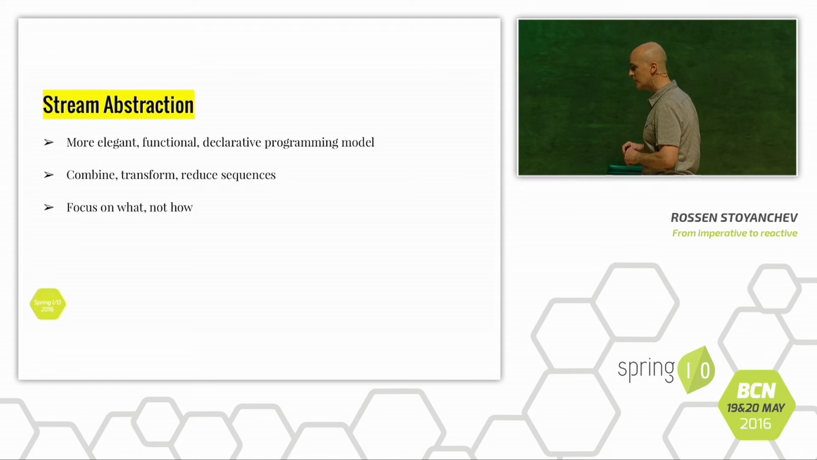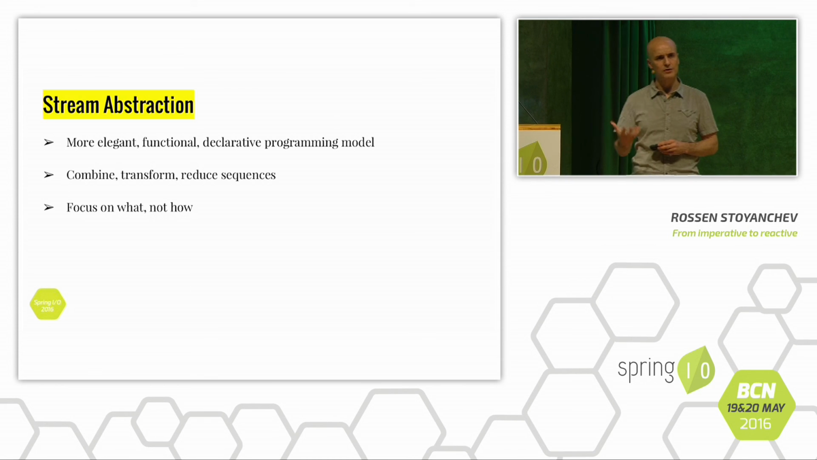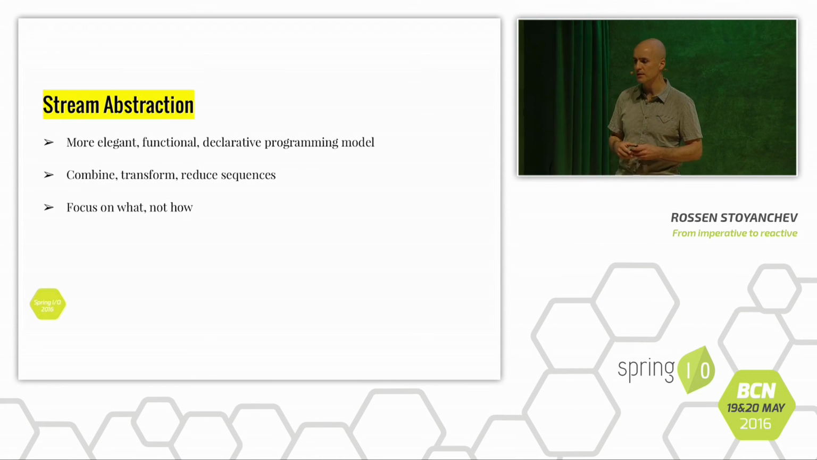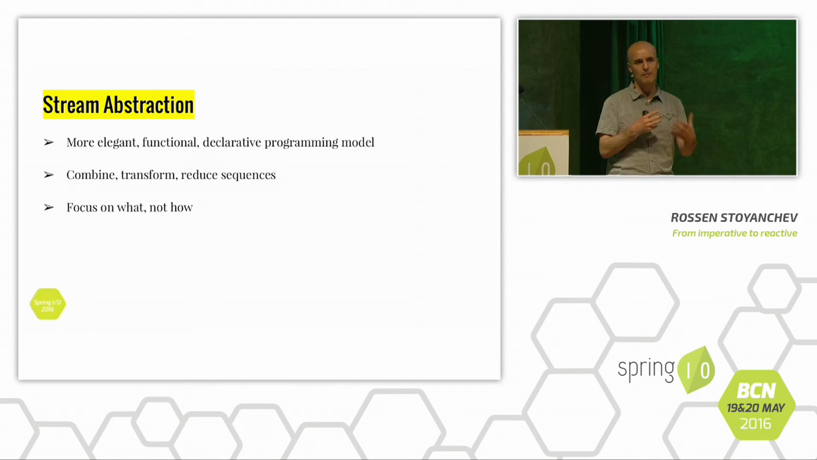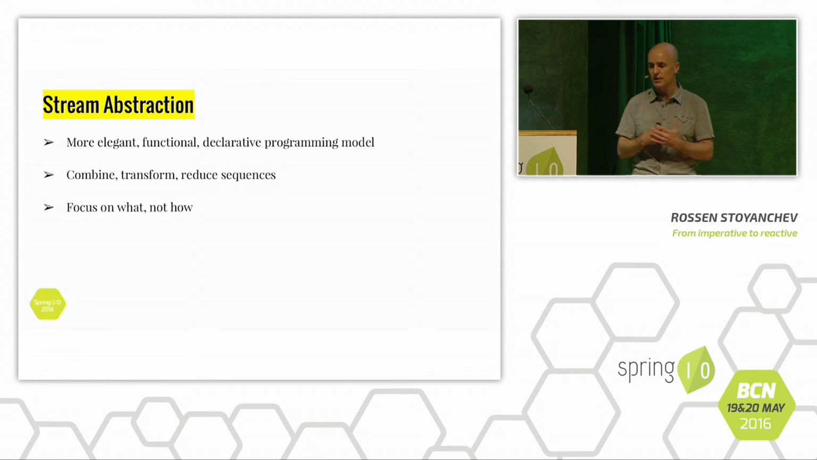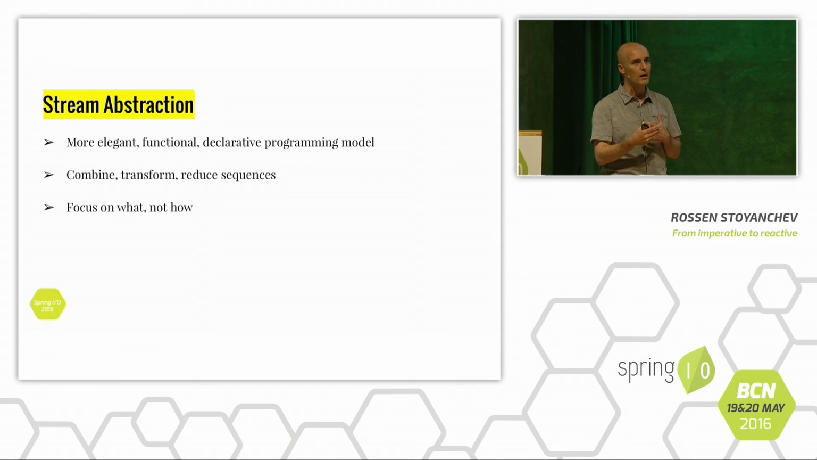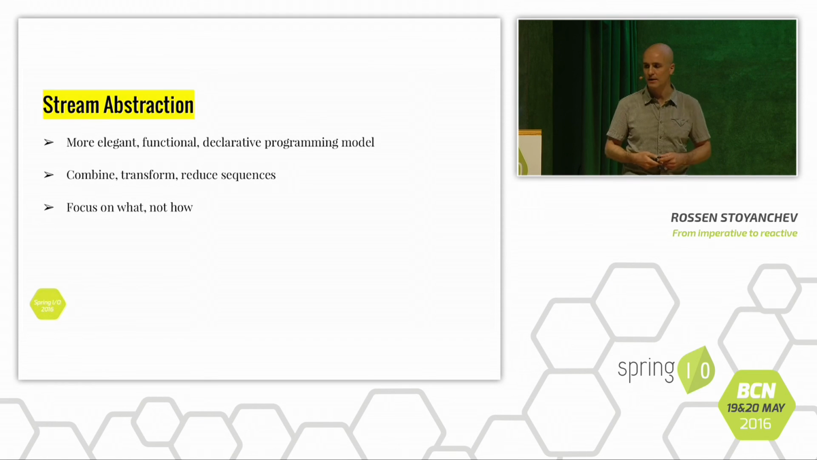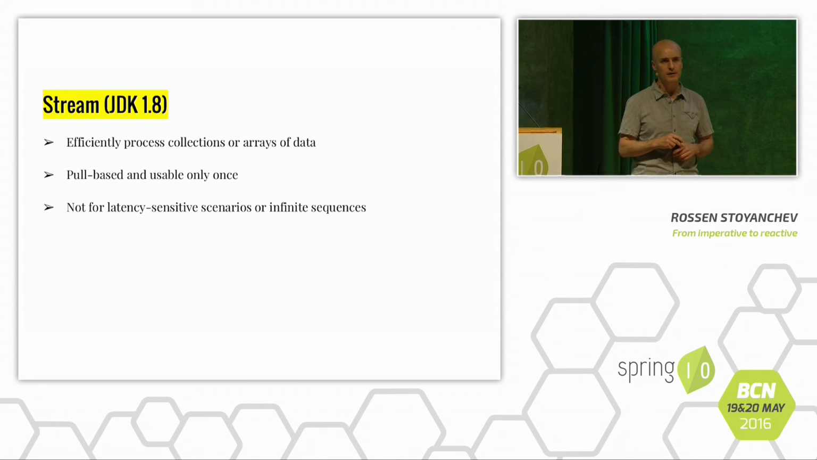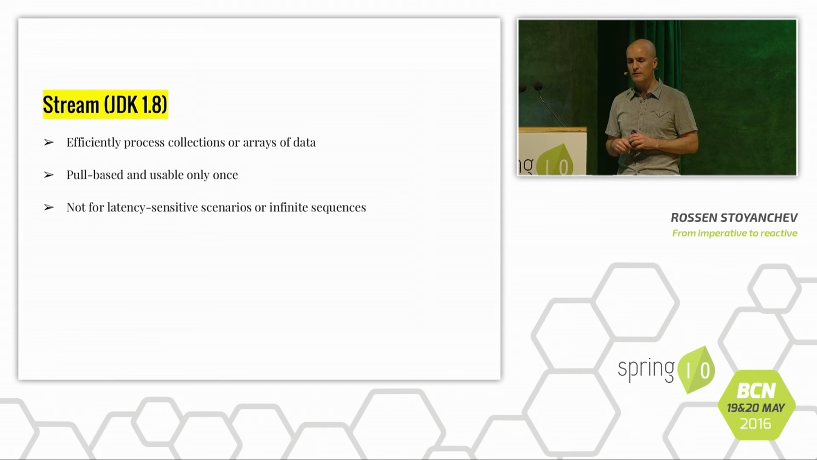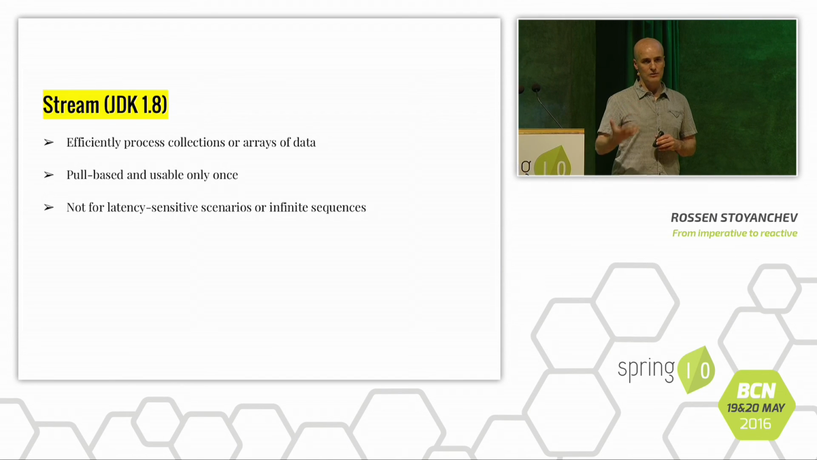So the advantage of doing things in this way, or thinking this way, is that we can represent this with a stream abstraction. And when we do that, we get new possibilities and new opportunities, because we can think about sequences and streams, and we can think about combining them, transforming them, reducing them, etc. We can have a much nicer functional API where we focus on what we're doing, not how exactly it's being done. Of course, we have the Stream API in JDK 1.8. And that is exactly what we're talking about here. We're talking about this kind of functional style API that allows us to work with sequences.